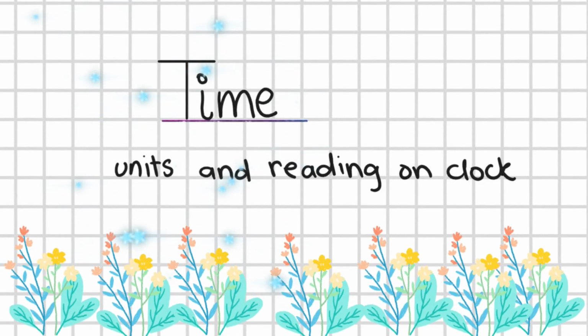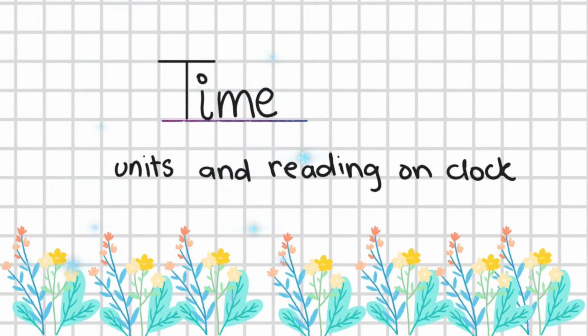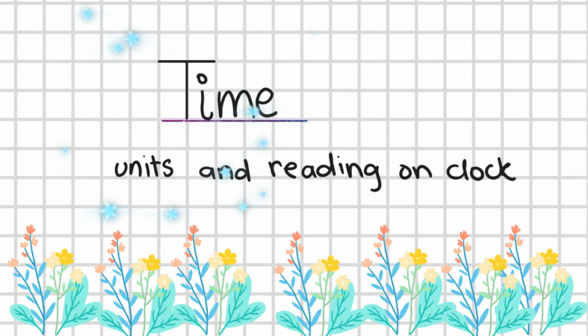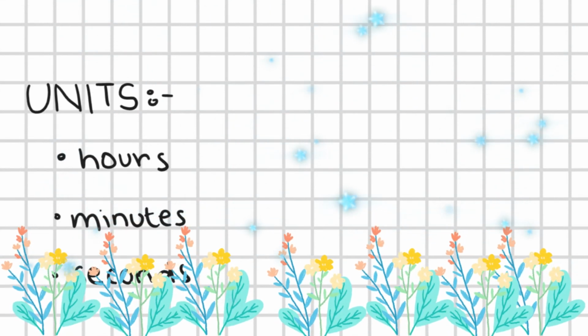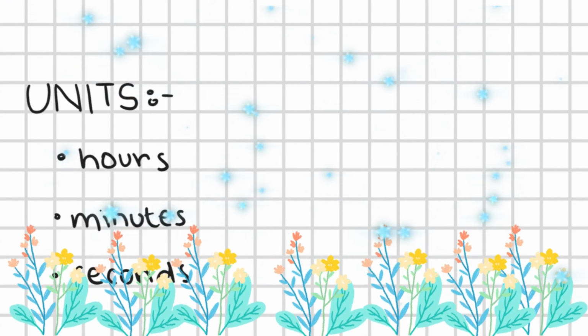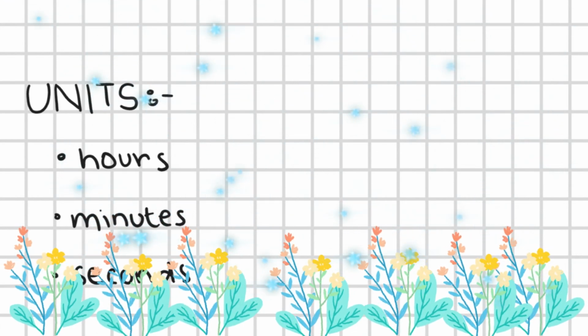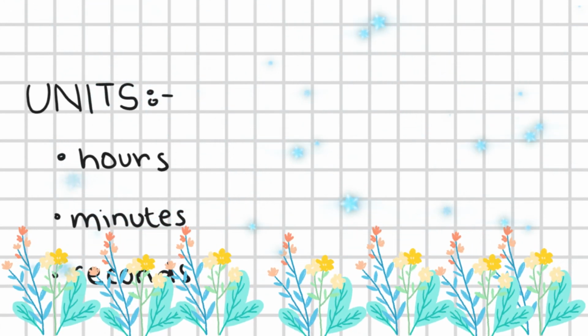Kids, I'm your teacher and today we are going to learn time, the units of time and how do you read it on the clock. Let's start with the unit of time. Time has 3 units: hours, minutes and seconds.